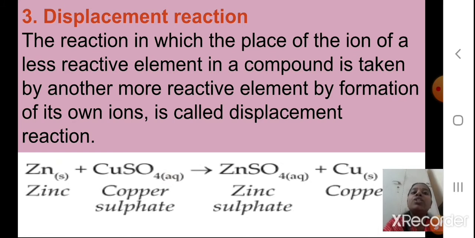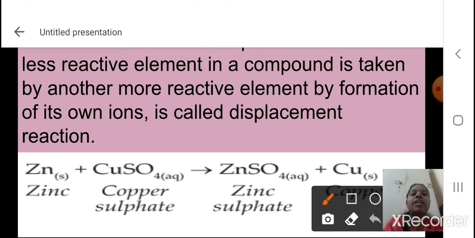Now the reaction in which the place of the ion of the less reactive element in a compound is taken by another more reactive element by formation of its own ions is called displacement reaction. Okay, we'll just see a reaction example here.